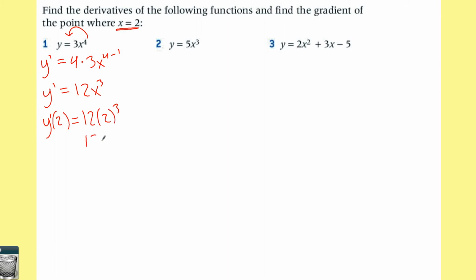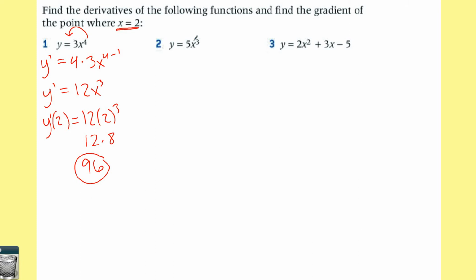So we do our exponents first. We multiply. There we go. So the gradient at the point where x is 2, the slope when x is 2, is 96.